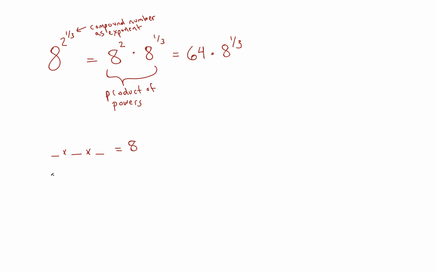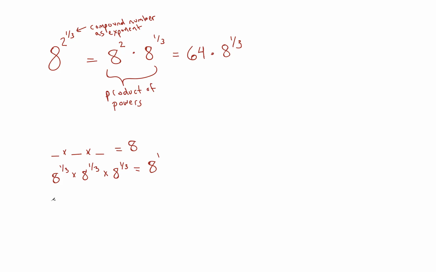Another way of thinking about this is 8 to the 1/3 times 8 to the 1/3 times 8 to the 1/3. It's going to give us 8 to the 1. Remember, product of powers, when we have the same base, we add our exponents. So 1/3 plus 1/3 plus 1/3 gives us 1.